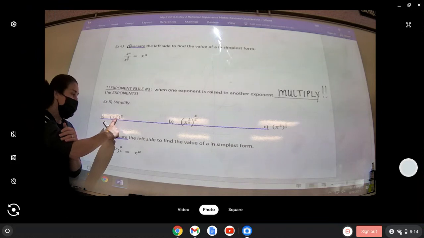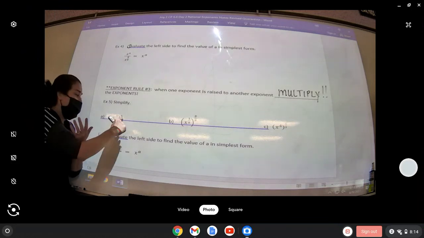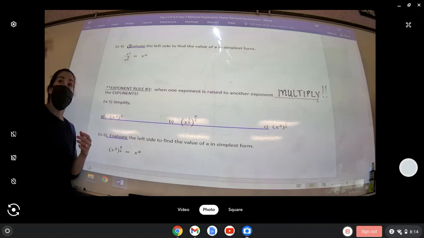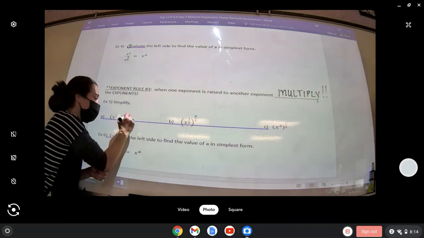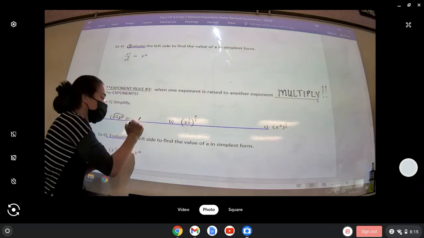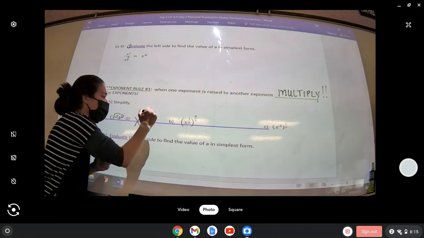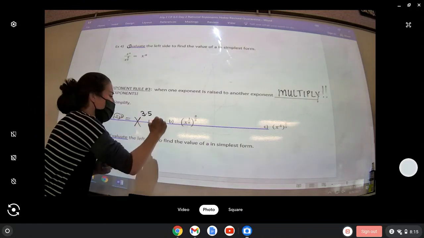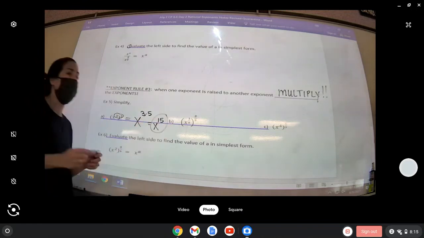So if I had x to the 3rd, something that already has an exponent, and I raise it to another power of 5, that's x to the 3rd times itself 5 times, guys. So the quickest way to get to that answer is to multiply your exponents together. So this becomes x to the 3 times 5. And what's 3 times 5? 15. So that's x to the 15th power.